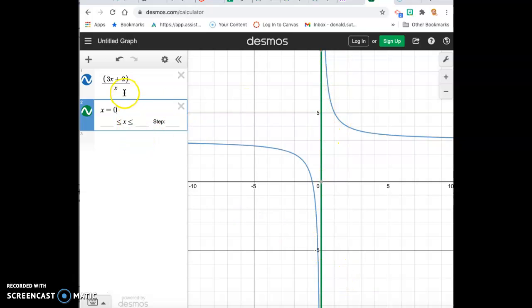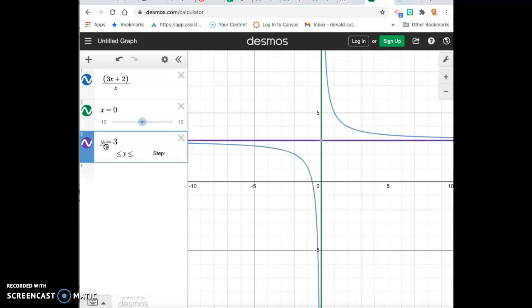I know I have a vertical asymptote then. 3x over x would cancel and just give me 3 plus 2 over x. That would get really, really small. So I think I have a horizontal asymptote at y equals 3. And there it is. I think that's right.